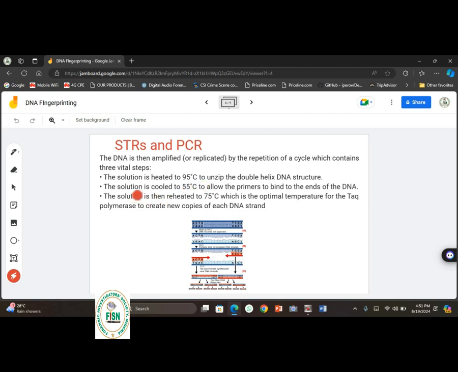Then we allow it to cool to 55 degrees centigrade to allow the primers to bind to the ends of the DNA. The primers that were added to it will be allowed to bind to the ends of the DNA. Later, the solution is reheated to 35 degrees centigrade, which is the optimal temperature for the Taq polymerase to create new copies of each DNA strand.